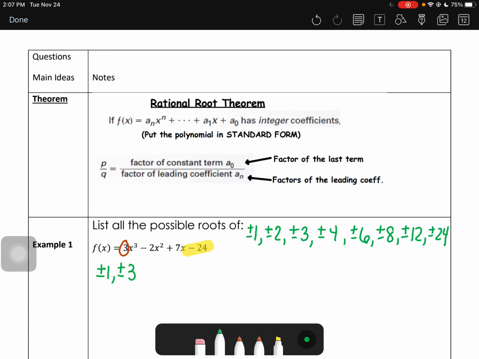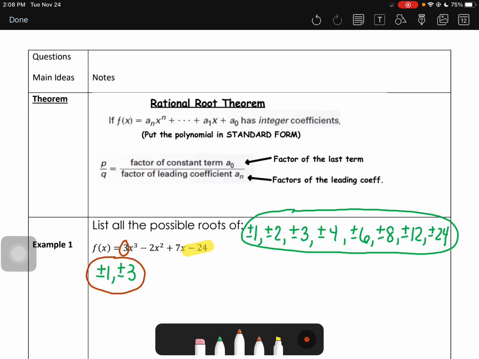Our final step is we take all of these factors of the constant term and we divide them each by the factors of the leading coefficient to find our possible roots. So 1 divided by 1 would be 1. 2 divided by 1 would be 2. 3 divided by 1, 4 divided by 1, 6 divided by 1, 8 divided by 1, 12 divided by 1, and 24 divided by 1.